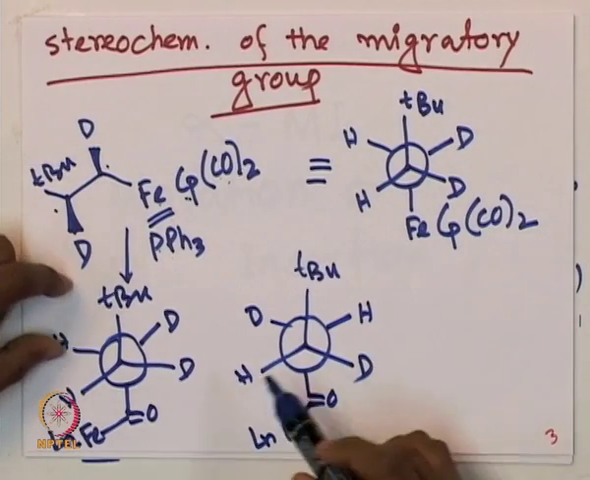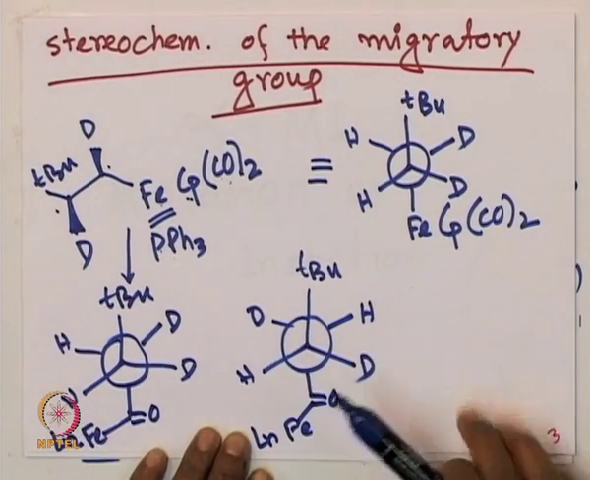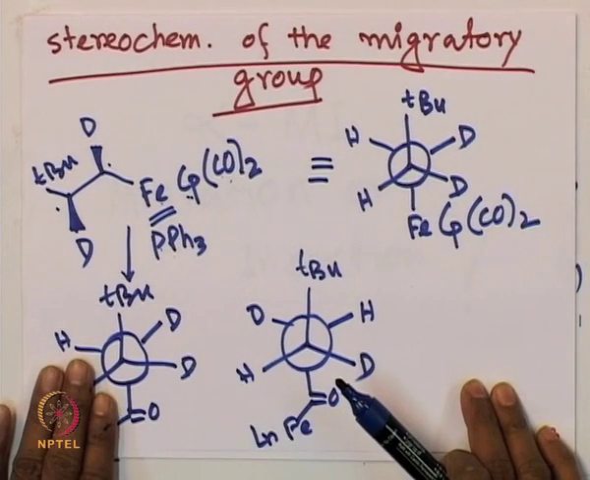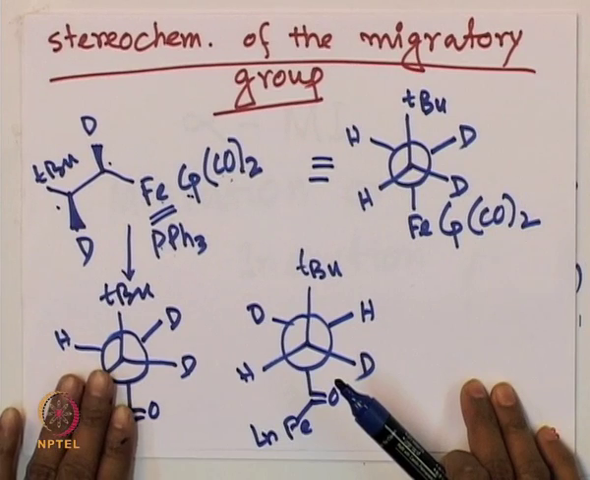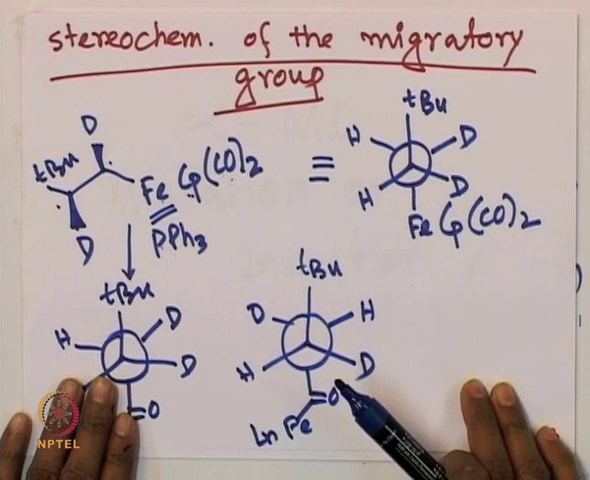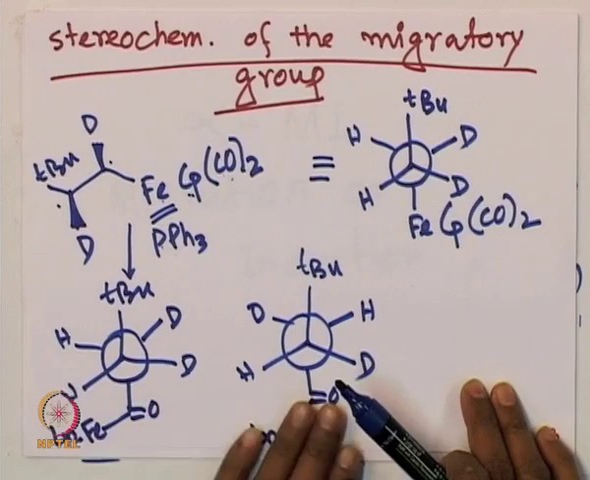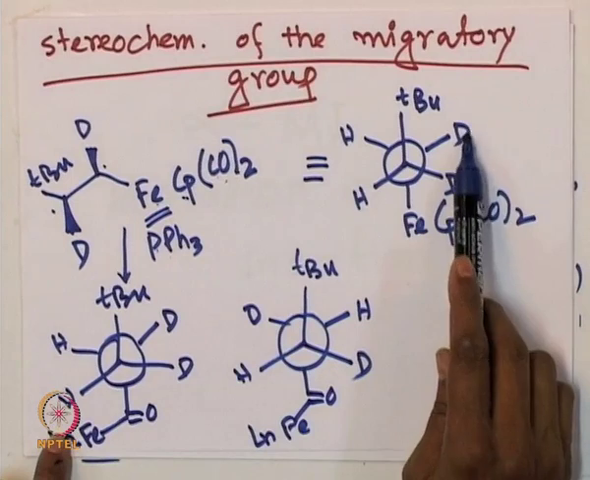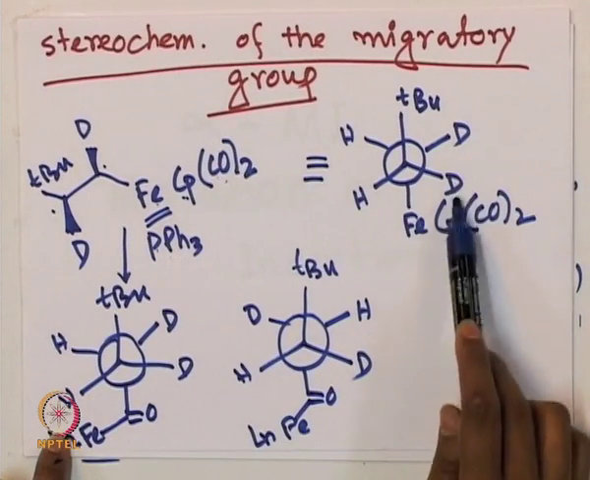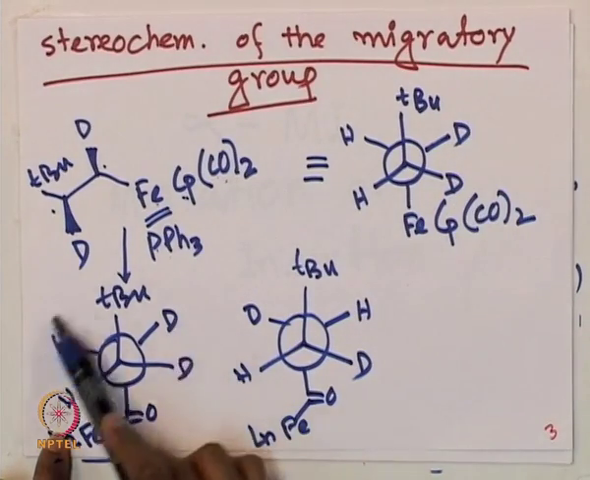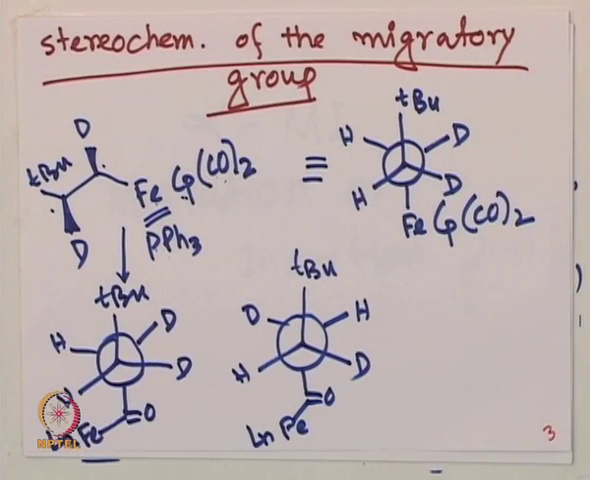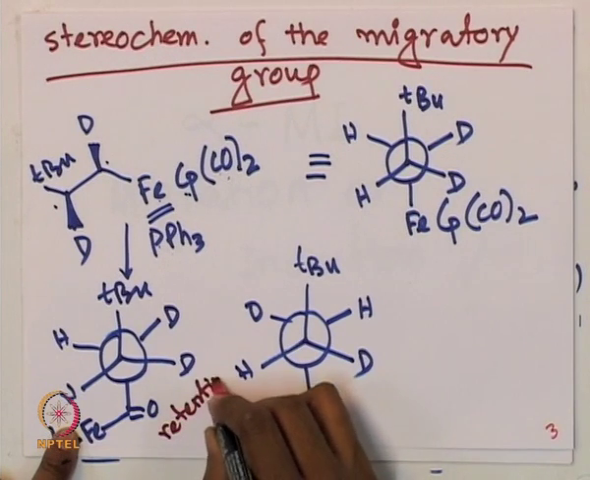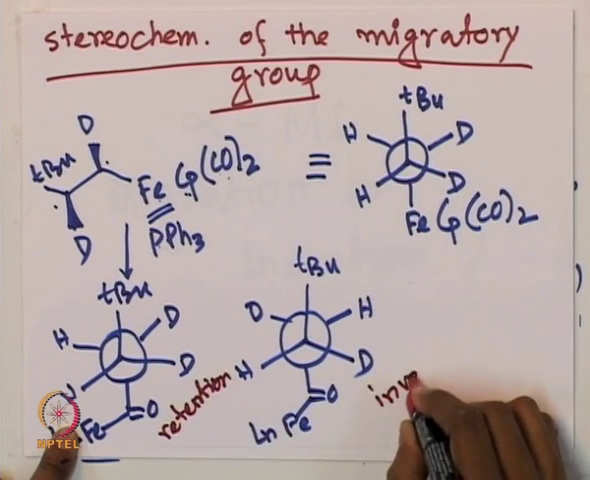Now, as you can see, among these two products, the first product is having the retention of configuration, and the second product is having inversion of configuration. See, the starting material is having 2 D's over here. If it is a retention of configuration, this is the one. So, I would like to name this as retention, and this is inversion.